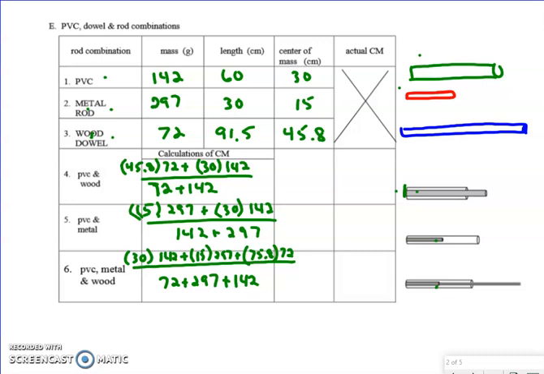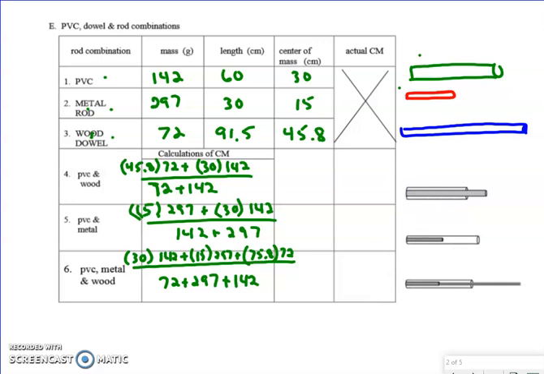In the next one, I've got the metal rod in the PVC. The metal rod is shorter, so that's why it looks like that. Then I put all three together, where I leave the metal rod right here, and at the end of it I put the wooden dowel, so it's protruding even further. And so you have 3 objects instead of 2.